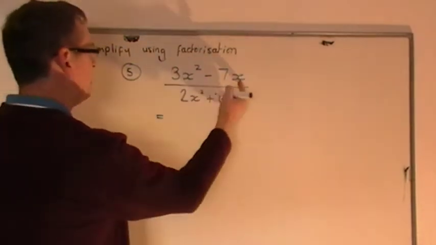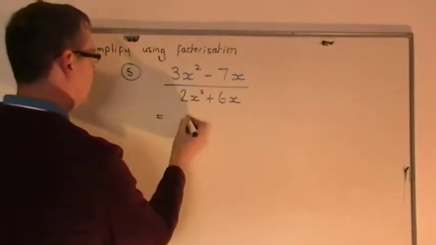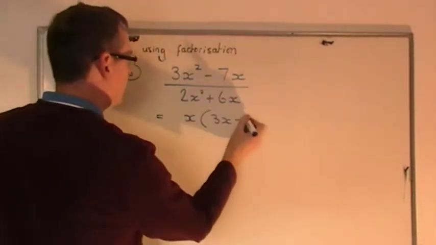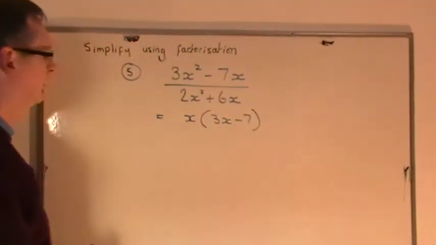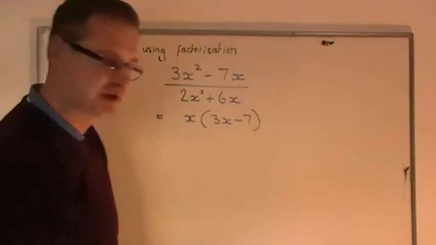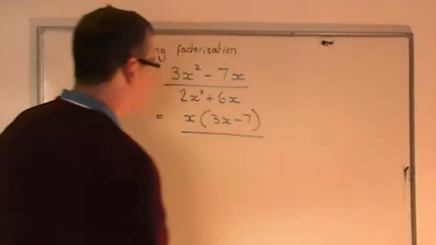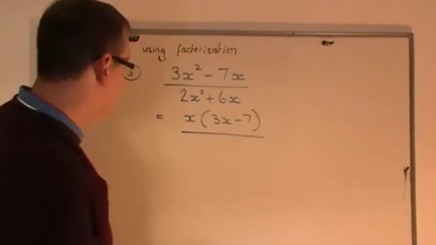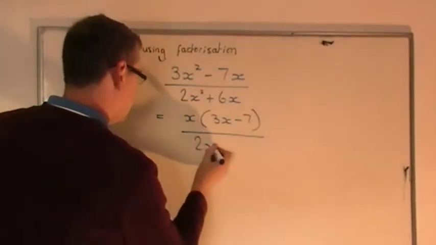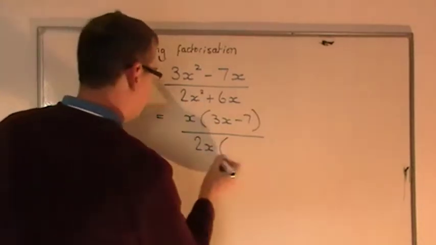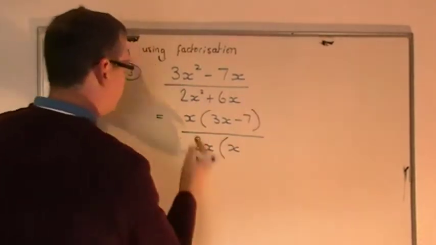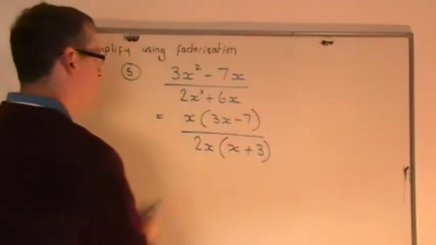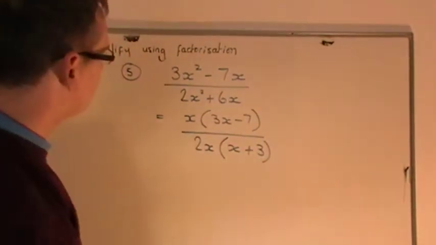Top line, is there a common factor? Yes, there is. Common factor is x. Inside the bracket, 3x minus 7. So there's the top line factorised. Underneath, factorise. Is there a common factor? Yes, there is this time. There's another common factor of 2x. So take out 2x as a common factor. 2x times x gives 2x squared. 2x times plus 3 gives you plus 6x. So we get to there.